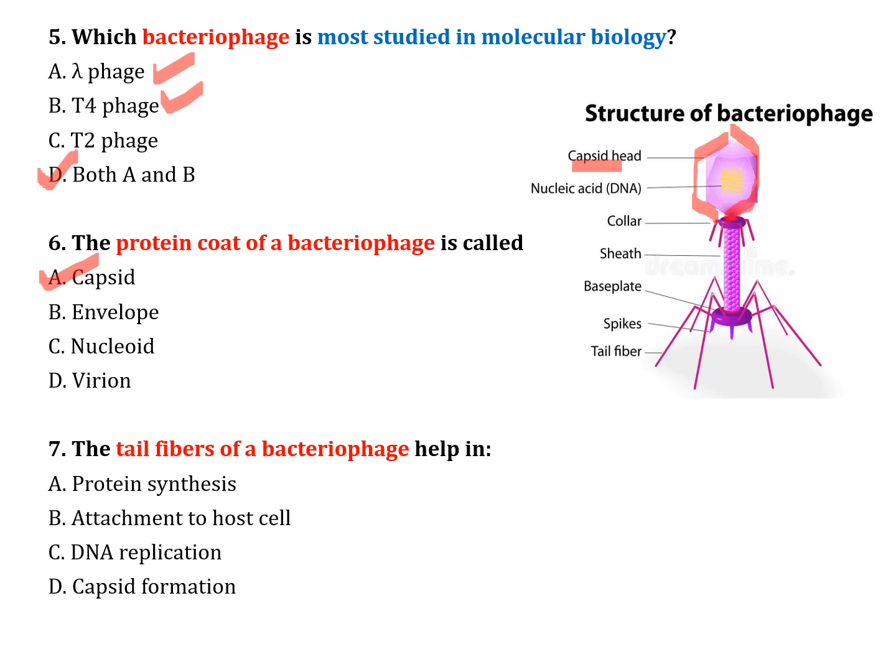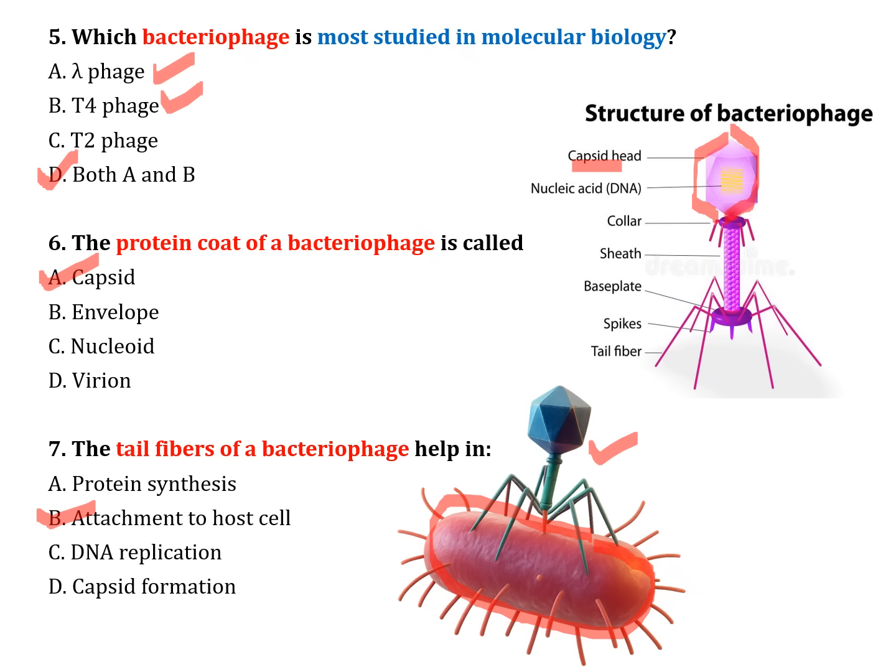The next question number 7. The tail fiber of a bacteriophage helps in option A protein synthesis, option B attachment to the host cell, option C DNA replication, option D capsid formation. The correct answer is option B attachment to host cell. This is a bacteria, this is called host and this is a bacteriophage. These tail fibers help in attachment to the host.